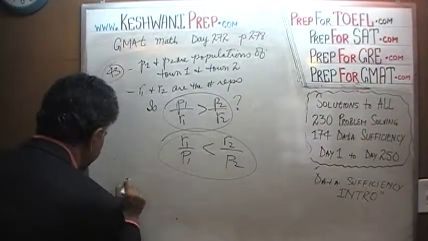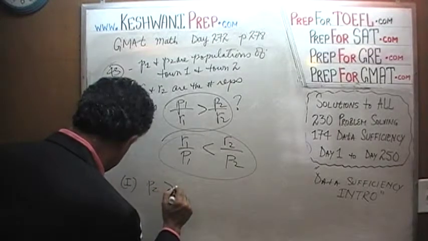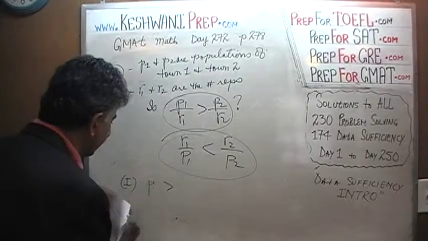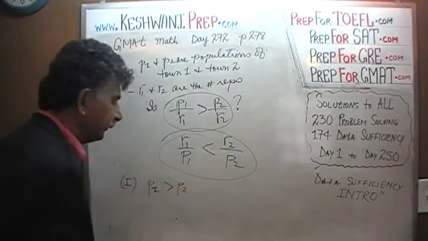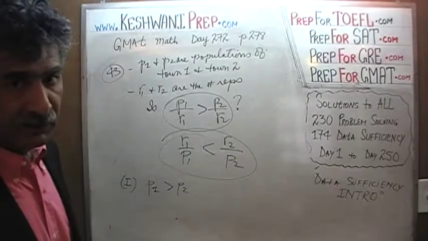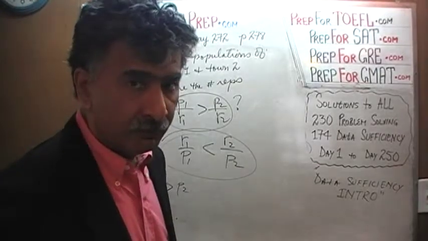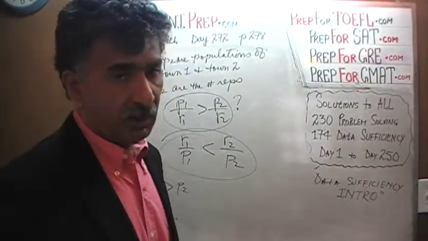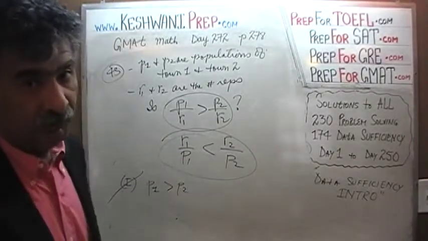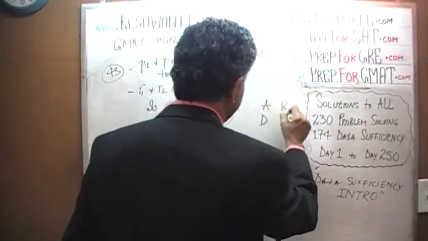Statement 1 tells us that P1 is greater than P2. Well, simply knowing that town 1 has more people than town 2 does not tell us if town 1 actually has more representatives per 1000 population. It's not enough. It's not worthless information, but it's not enough. A, D, B, C, E.